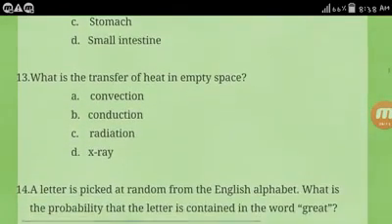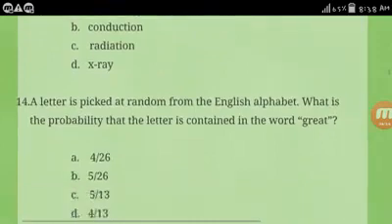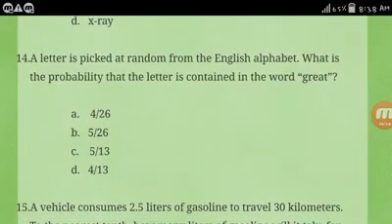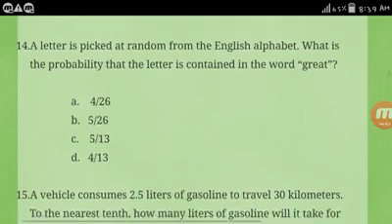Next, number 13, what is the transfer of heat in empty space? Of course, empty space, that's radiation. Solid to solid transfer of heat, that's conduction, letter B. And convection is for liquids. So the answer here is letter C, radiation. Next, a letter is picked at random from the English alphabet. What is the probability that the letter is contained in the word grape? How many letters do we have here? It's 5. How many letters in all in the English alphabet? We have 26. So the answer here is 5/26, which is letter B.